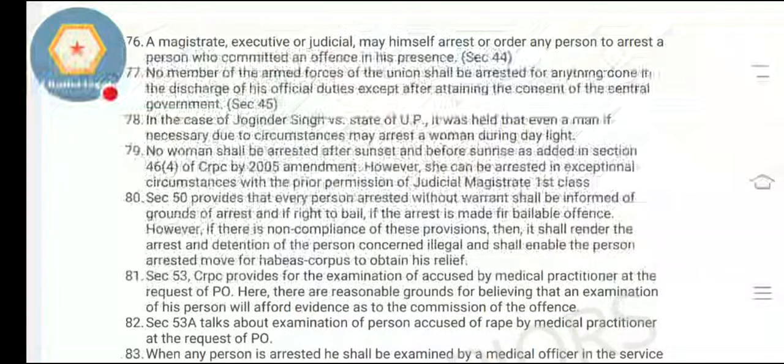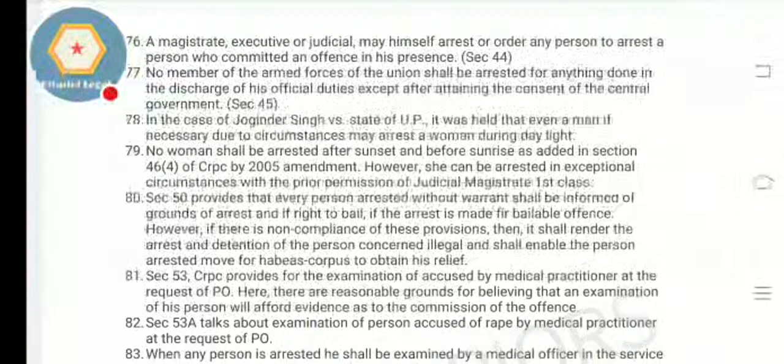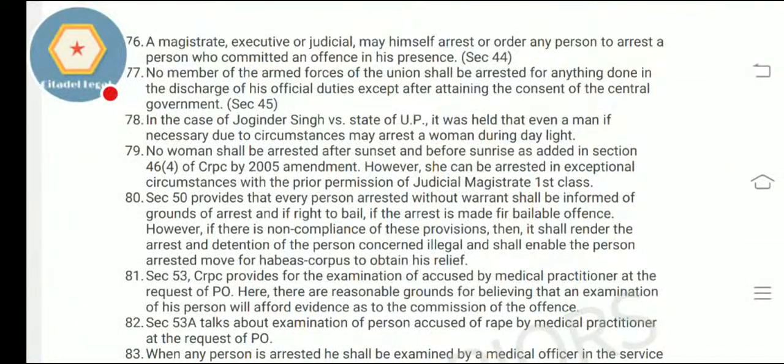This is a rule-breaking judgment, in which it was held that even a man, if necessary due to circumstances, may arrest a woman during daylight. So always remember, the arresting of a woman must be within daylight, and in this case the Honorable Court said that even a man can arrest a woman if the circumstances are such. This is the case of Joginder Singh versus State of UP.